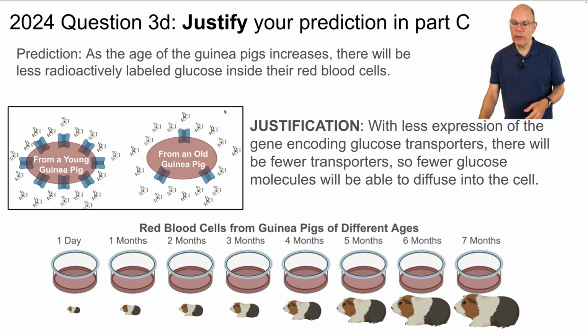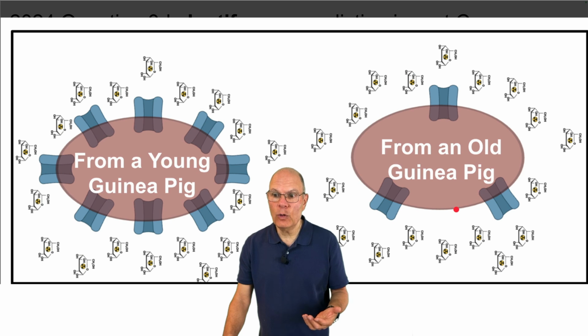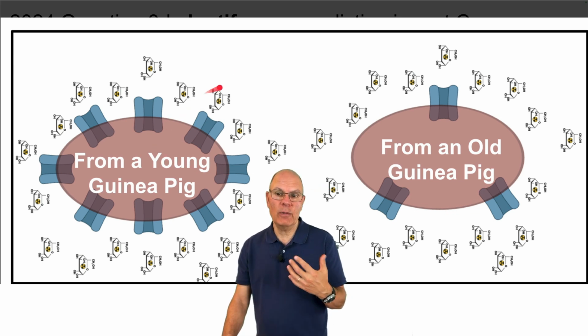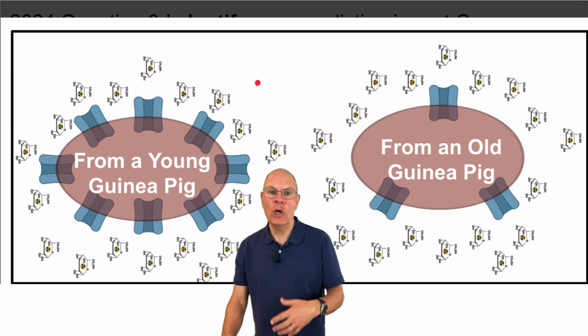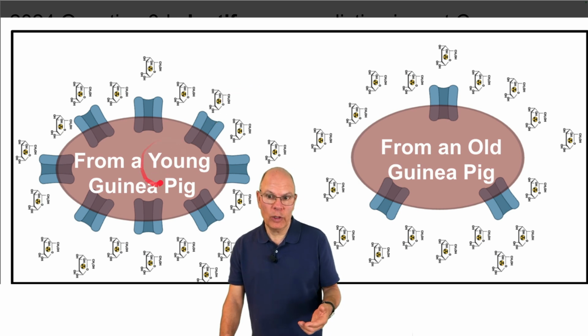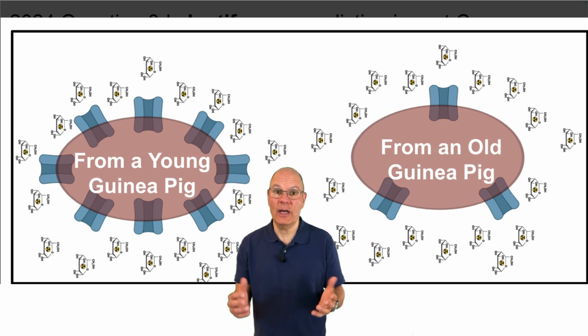Again, this is what the red blood cells of an old guinea pig are going to look like. Relatively few transporters because there's less gene expression, as opposed to the red blood cells of a young guinea pig where there are going to be more glucose transporters. With more transporters, it's going to be easier for the glucose to get into the cell. That's why there'll be more glucose getting into the cells here than there will be over here. That'll correspond to the age of the guinea pigs.